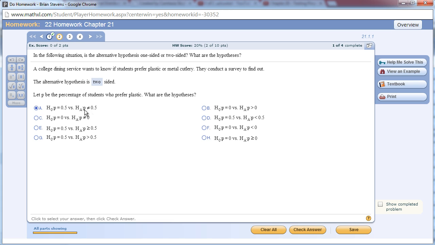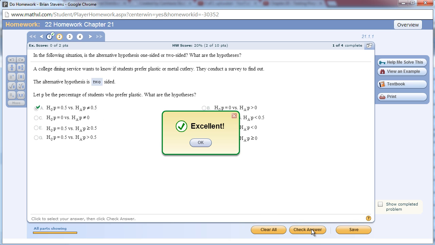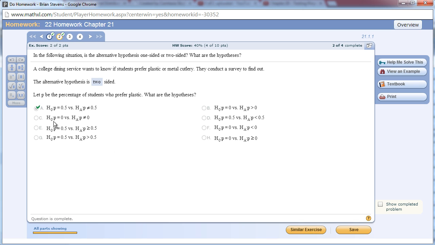Remember, if we're going to claim they like one more than the other, we would claim that they don't like them the same, and we'd need to show evidence of that. We'd need to show evidence that there is a preference. Make sure you can write these out in statistical formatting.